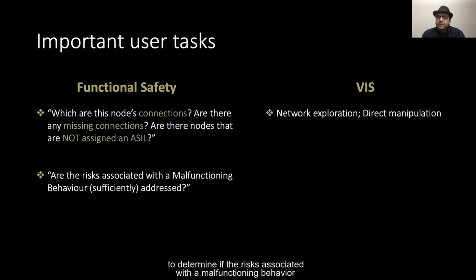Another task is to determine if the risks associated with a malfunctioning behavior are sufficiently addressed. This requires the malfunctioning behavior in question to be connected to at least one technical safety requirement. This task can be accomplished using route tracing techniques in networks.